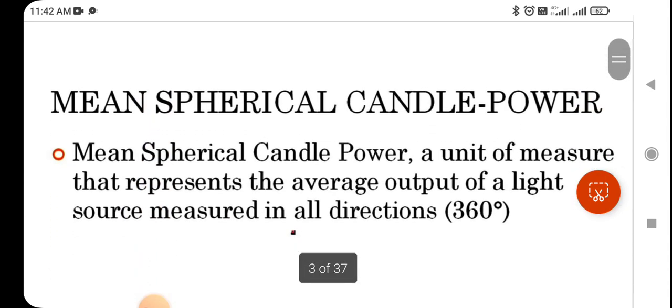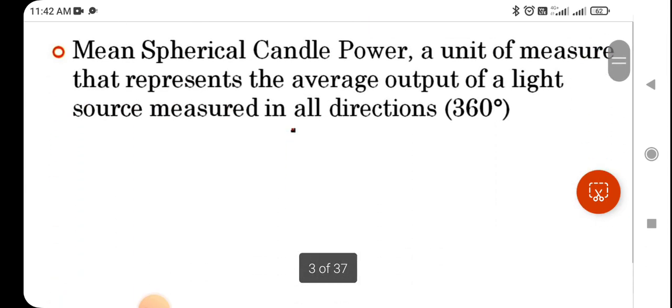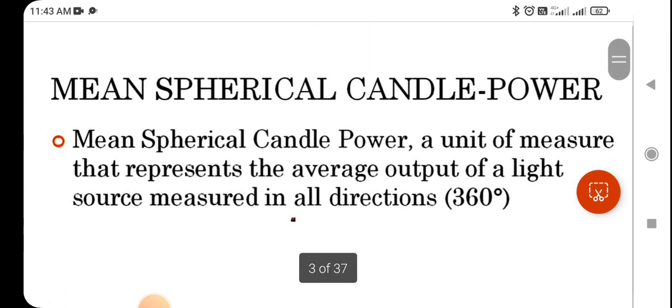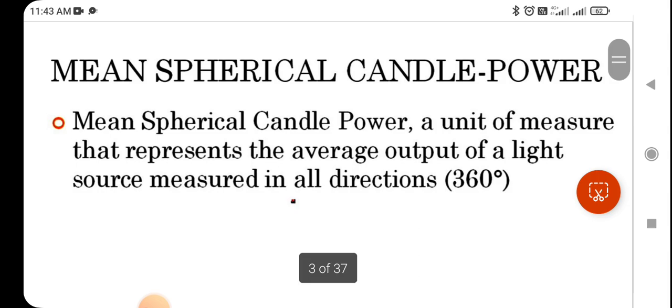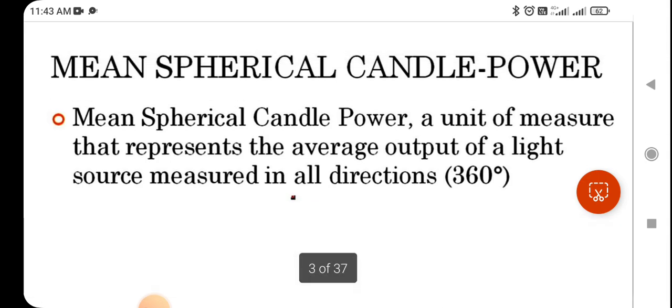The next point is mean spherical candle power. Mean spherical candle power is a unit of measure that represents the average output of a light source measured in all directions, 360 degree. So mean spherical candle power is always calculated in all directions. The flux emitted in all directions is known as mean spherical candle power.